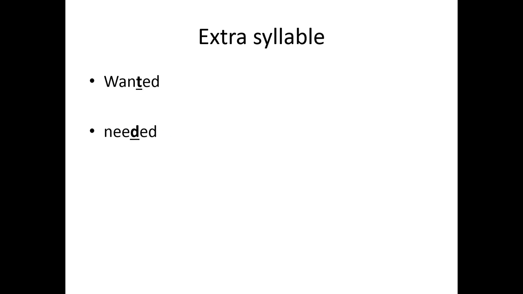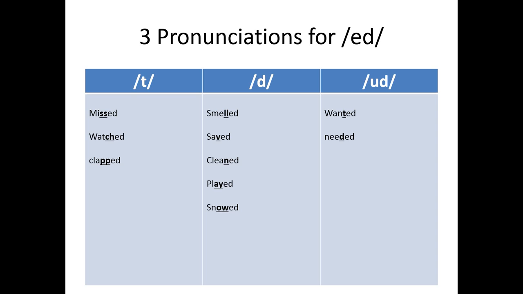So when do I add an extra syllable to add ED? I do that when the last sound is either T or D. So going back to our chart, ud, or sometimes we pronounce this id, wanted, needed. We add an extra syllable when the last sound is T or D.